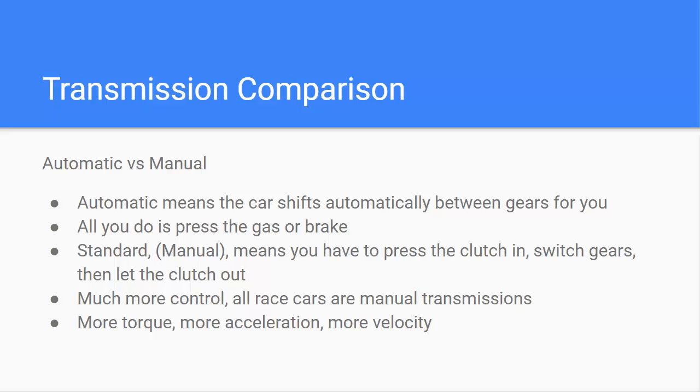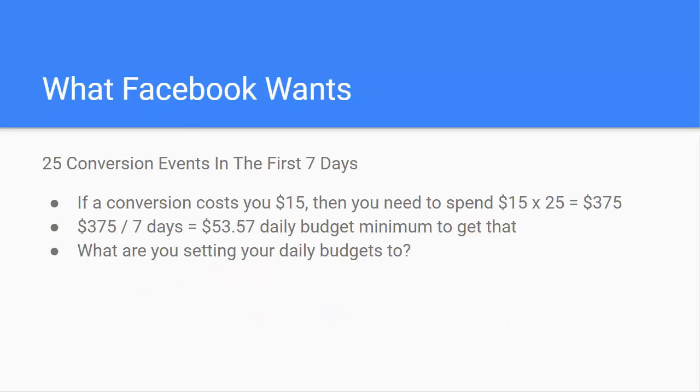And it's the same with Facebook ads, okay? So here's what Facebook wants. On any ad set, in the first 7 days, they want you to get 25 conversion events when you're bidding on the conversion objective in your campaigns. It used to be website conversions, now it's called conversions. That's what they want. They've even stated that if you don't get 25 conversion events in the first 7 days, they're going to pretty much ignore your ad set.